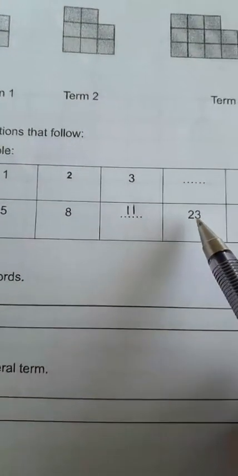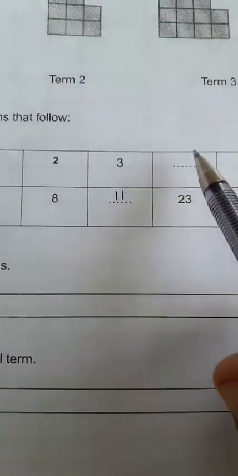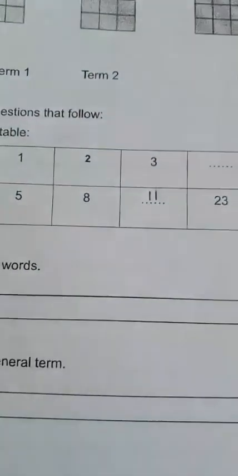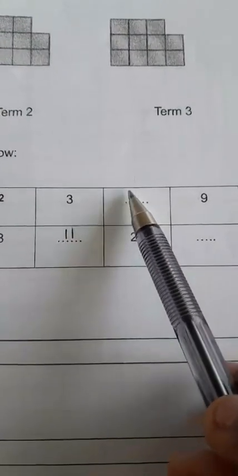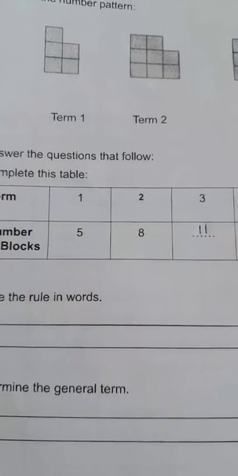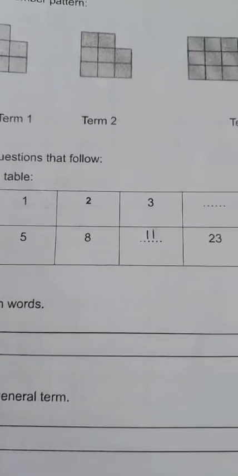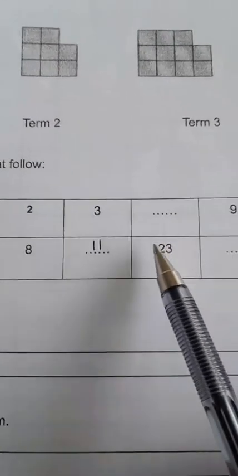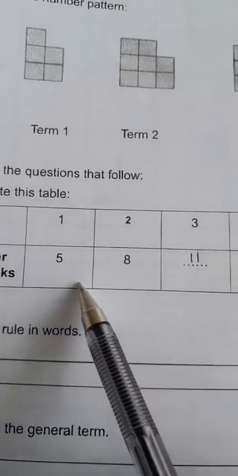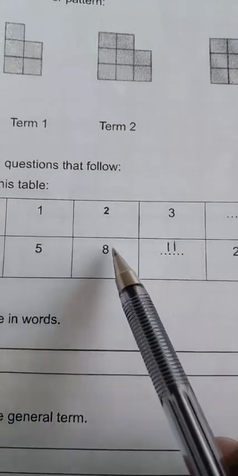Now, if the number of blocks is 23, the question is, what is the term number? Some people rushed and put 4 here. No, guys. Let's be very careful here. Proceed at a very slow pace. You can see here that there's a constant difference of 3. 5 plus 3 gives you 8. 8 plus 3 gives you 11.